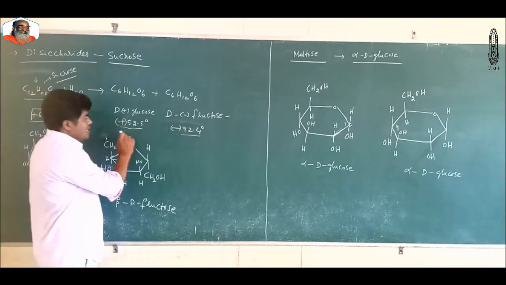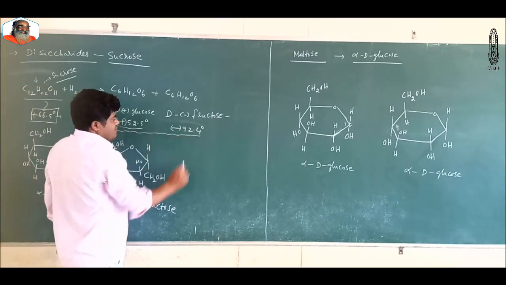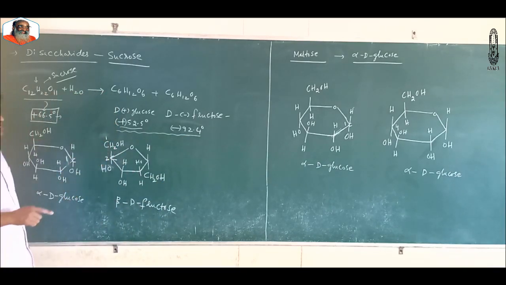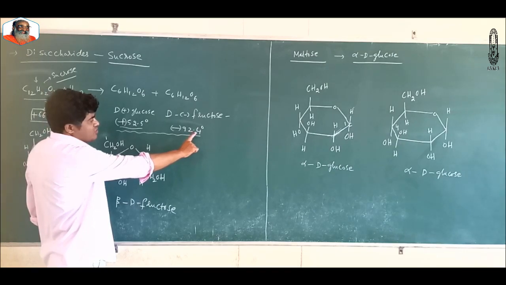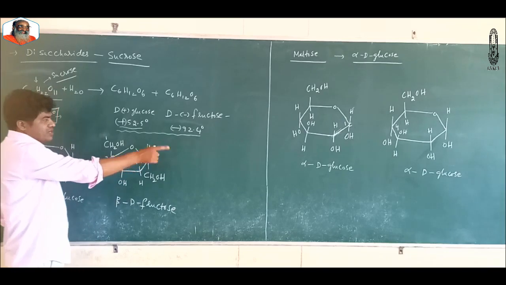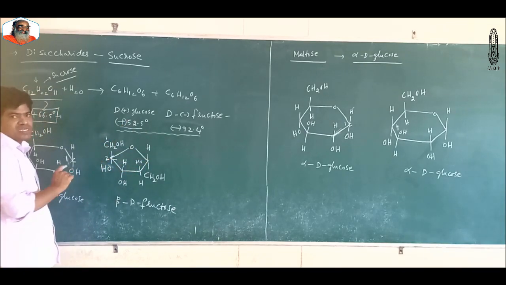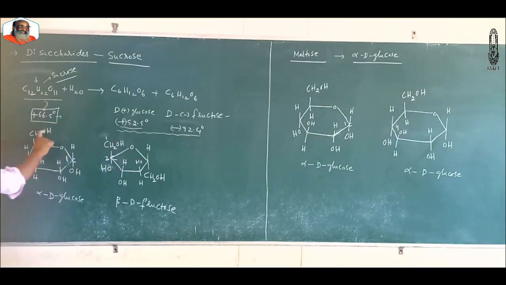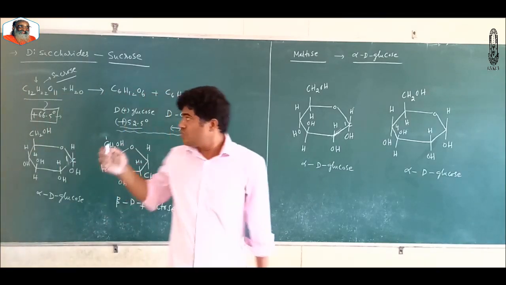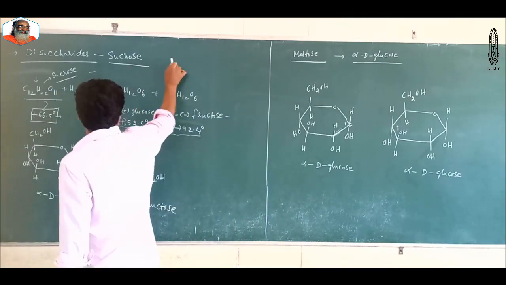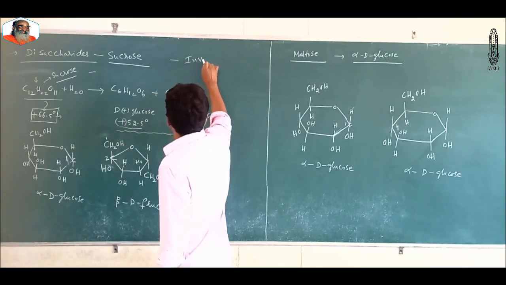So if you see the overall result, the levorotatory nature of fructose is more when compared with that of glucose. As a result, sucrose is invert sugar. Sucrose is dextrorotatory, but on hydrolysis it is converted into levorotatory. That's why sucrose is an invert sugar.